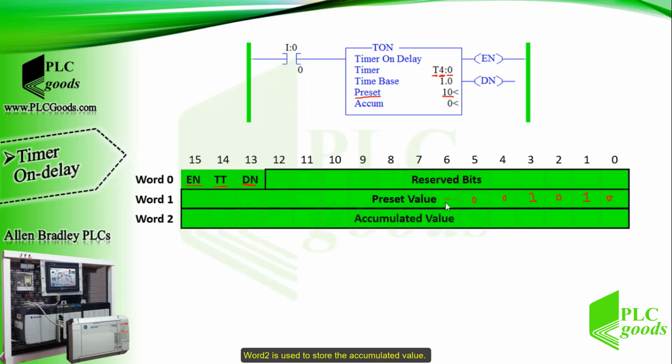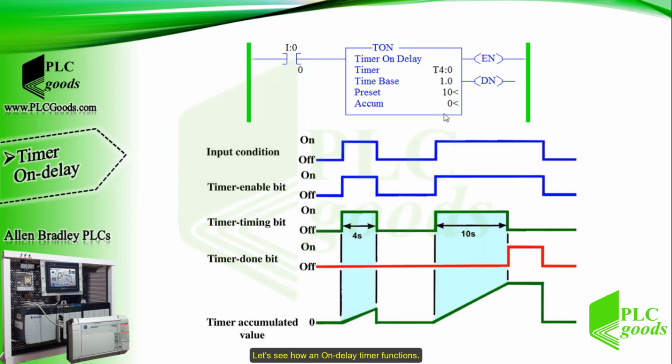Word 2 is used to store the accumulated value. It can be any number from 0 to 32,767. When a timer starts running, this value will be increased by passing time until it reaches the preset value. Let's see how an on-delay timer functions.